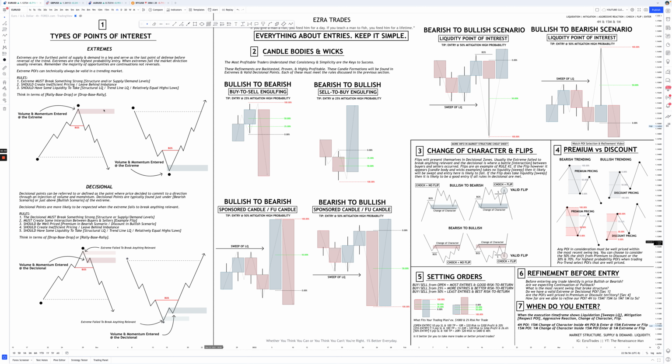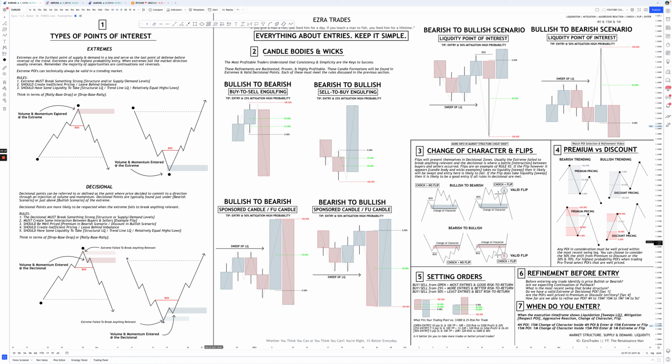You want to focus on areas that are either extremes or decisionals. First, you want to define them. You want to say, okay, is the extreme the most valid POI? If the extreme didn't do anything, then likely your point of interest is going to be a decisional point. If the extreme did break structure, something relevant, then that means the extreme is likely going to be your highest probability POI.